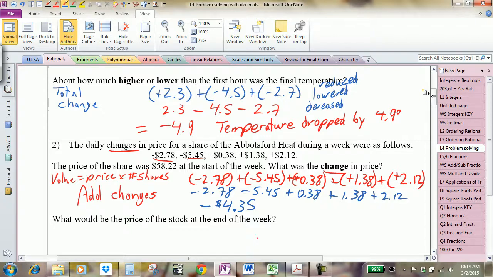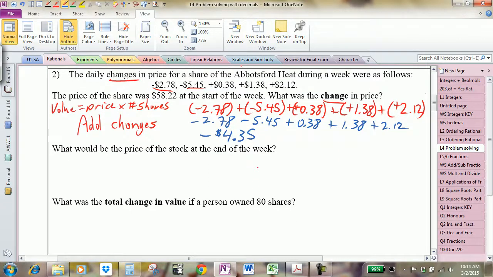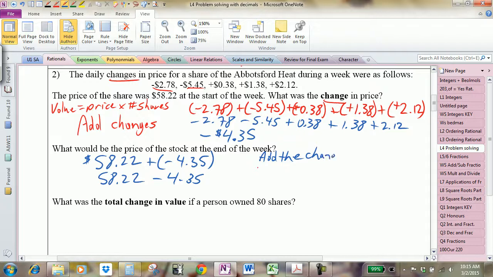So what we're going to do now is use this change to figure out the price of the stock at the end of the week. So if the price at the beginning was $58.22, we're going to add the change. And because it's a negative number, this turns into a subtraction. But really you want to add the change. And so what does it equal?